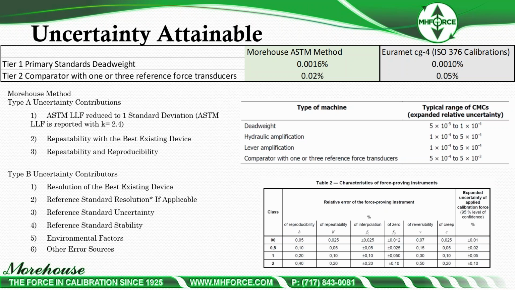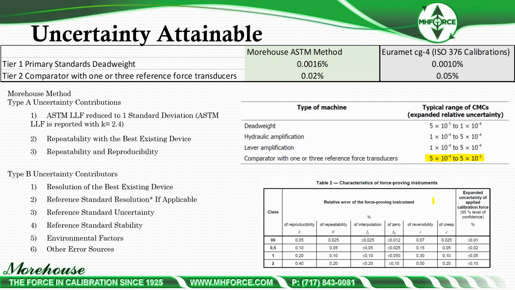Now Euromet says, hey, the best you can get is 0.5. And there's a picture here from Euromet, comparator with 1 or 3 force, typical range, expanded relative uncertainty. They're saying they're at the bottom here, they're saying this. So comparator with 1 or 3 reference force transducers. Why is theirs higher than what we're getting?